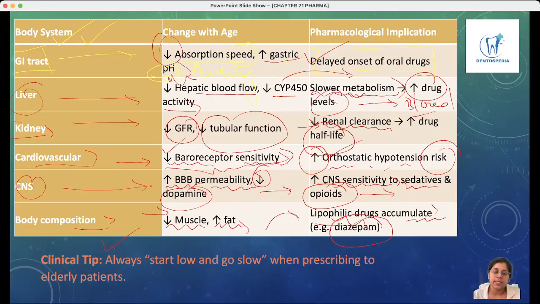So the clinical tip is to always start low and go slow when prescribing for elderly patients. What do you mean by this? You have to start with a low dose. At the first start of any medication, try to give the lowest dose possible, and also go slowly, that is, don't give the medication rapidly, like having to take it 3 times a day or 4 times a day. Try to keep it as minimal as possible.